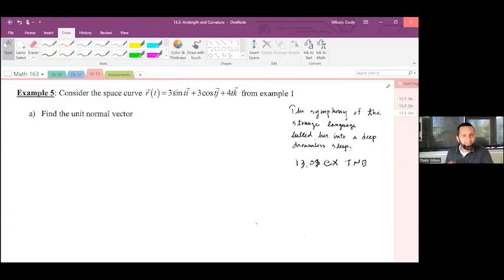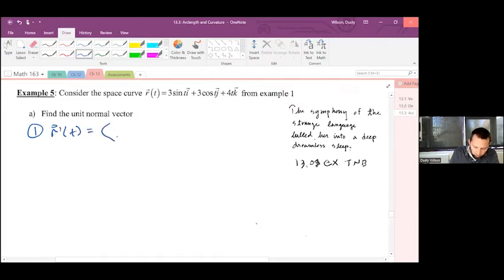So example 5. Consider the space curve r of t equal to 3 sine t, 3 cosine t, 4t. And this is from example 1. So first we want to find the unit normal vector. I think we found the unit tangent. It's been a while. I don't remember what it was. So let's derive it once again. So we need r prime of t, which will equal 3 cosine t, negative 3 sine t, and 4.